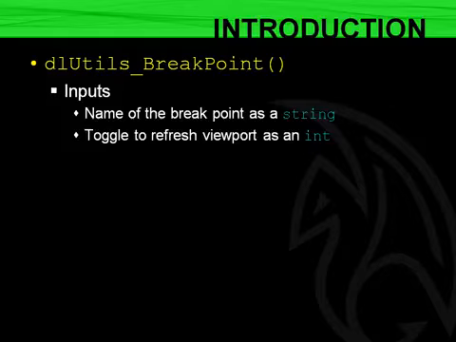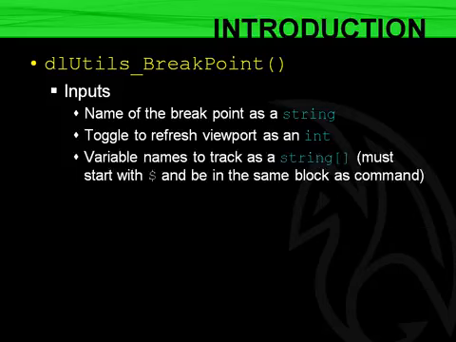So, for example, if you were building an object in the viewport and you wanted to find out what the object looks like, you can choose to toggle the refresh of the viewport or not. And then finally, this is the one that's a little more complex. It's essentially a string array, basically a series of strings, so more than one string, that's going to contain the names of the variables that you want to track. So you want to see what the results of those variables are, what their current values are as you're going through your script without having to add print commands. So you put the names of those variables with the $ signs as a string array.